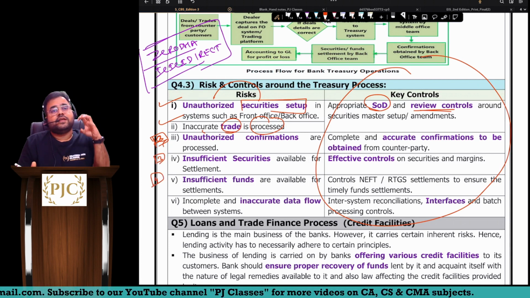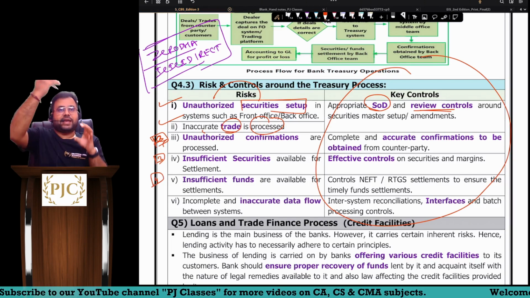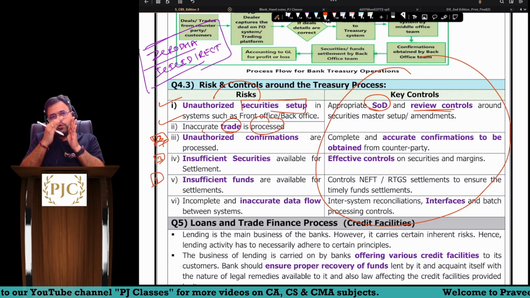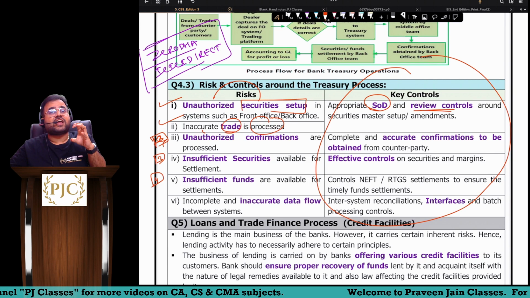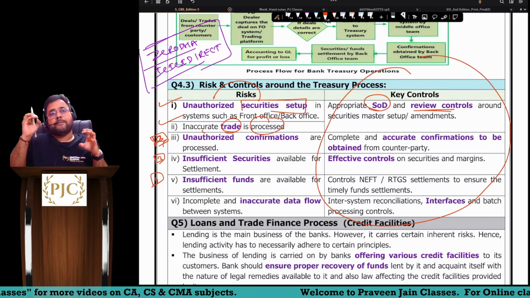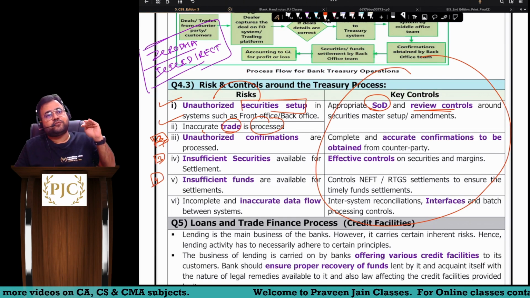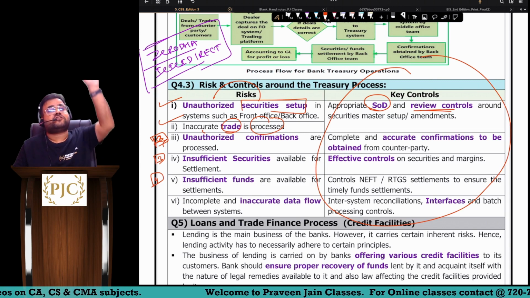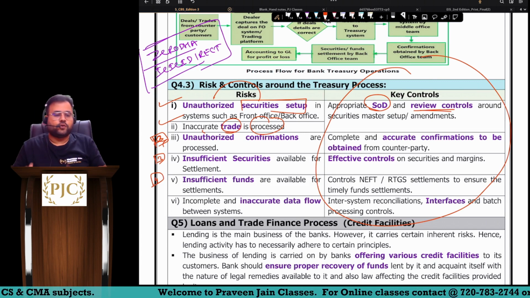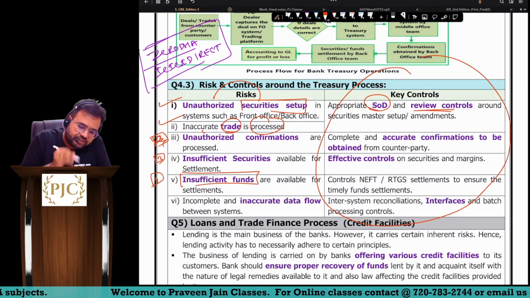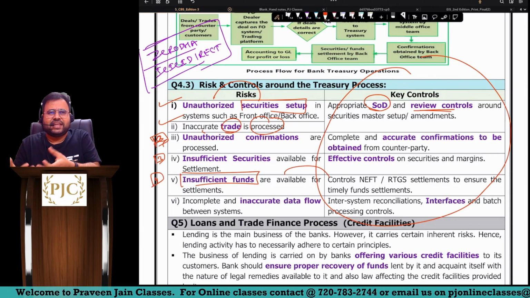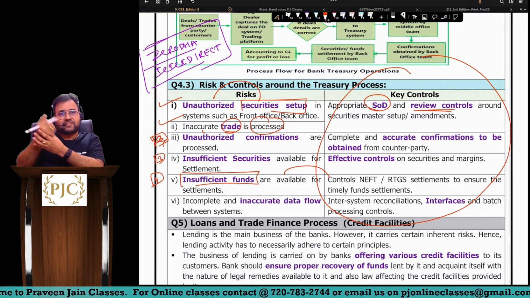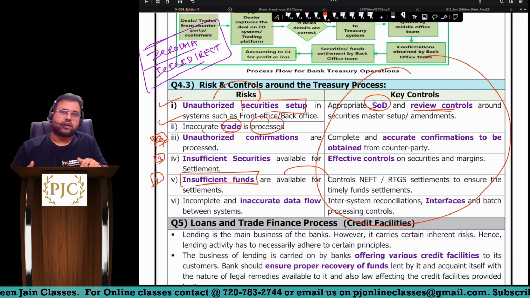Now tell me, sir. Whenever a customer is buying any shares, don't you think before buying we have to ensure that sufficient amount is there in his bank balance? For example, his balance is 100 rupees and he is buying 100 shares of Infosys. Should we allow this to happen? No. So insufficient funds are available for settlement, sir. So what should we do? Ensure that through NEFT or RTGS these funds are received first and then the buy order is placed, sir.